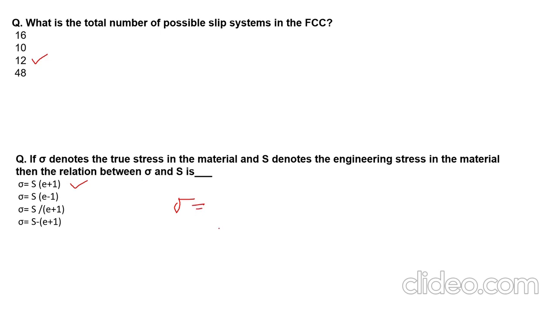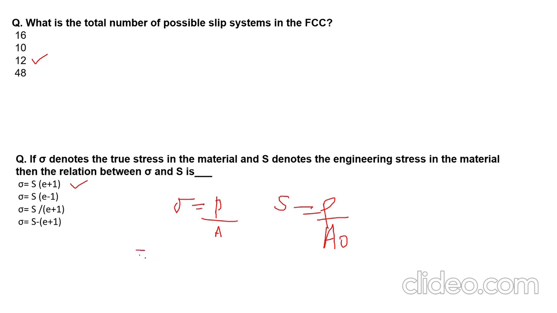Your true stress for a material is given by force per unit area, that is, the area on which the load is applied, the instantaneous area, so we can write it as A. Then we have S, which is your engineering stress, that is the force per unit area, where the area is the initial area that you had taken for the deformation. So you just have to solve these equations.